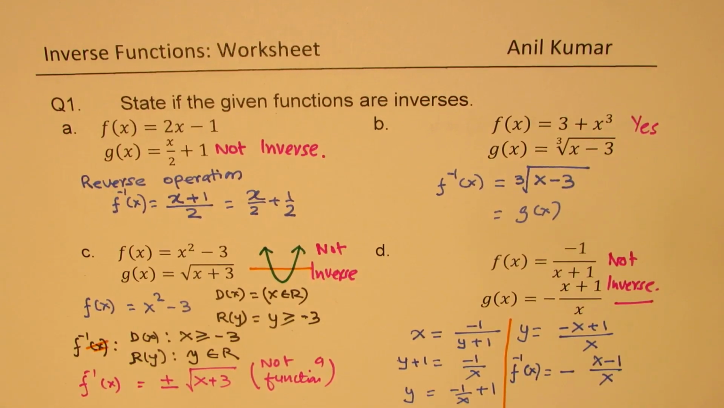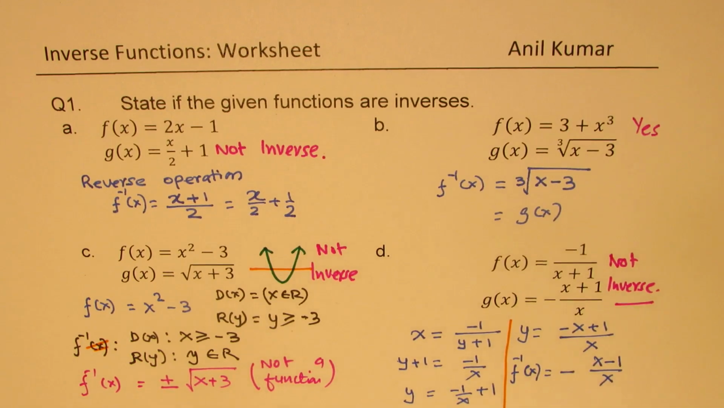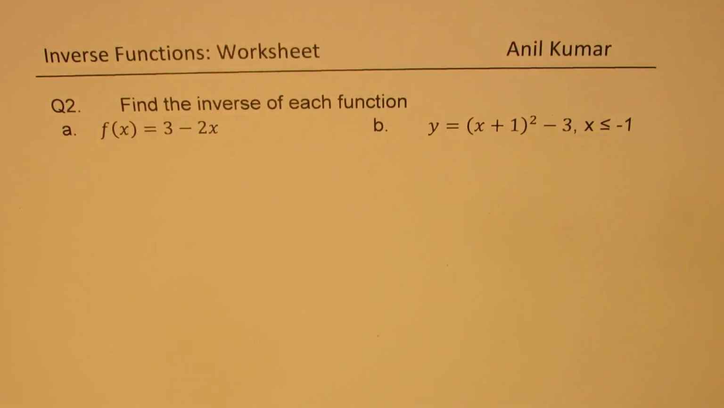Correct? So only one of them is the inverse of the function. The other three are not inverses of the functions. C fails because the domain and range are not matching. Perfect? Now let's take question number 2, in which we have many examples, and that is a major part of this video.